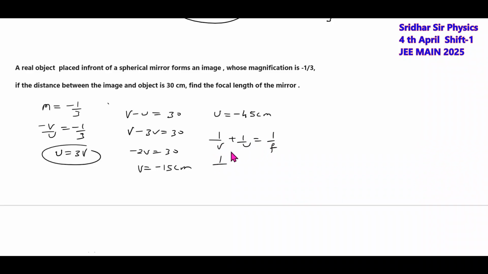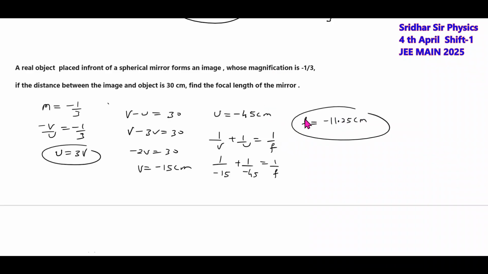V value is minus 15, U value is minus 45. We'll solve, so we'll get the focal length of the mirror, which is equal to minus 11.25 centimeter. Okay, this is from one of the sources I got.